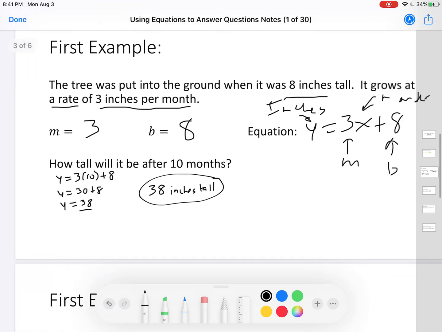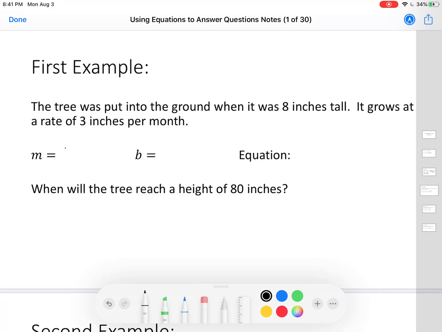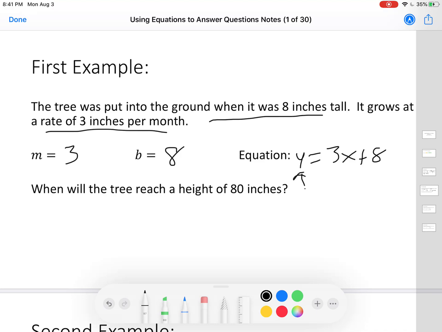Okay, next. This next part is the same example. We know m is 3, we know b is 8, we know the equation is y equals 3x plus 8. Tree put into the ground when it was 8 inches tall, grows at a rate of 3 inches per month, same exact situation, same m, same b, same equation. But now I'm asking a different question. When will the tree reach a height of 80 inches? Remember, y is inches and x is months.